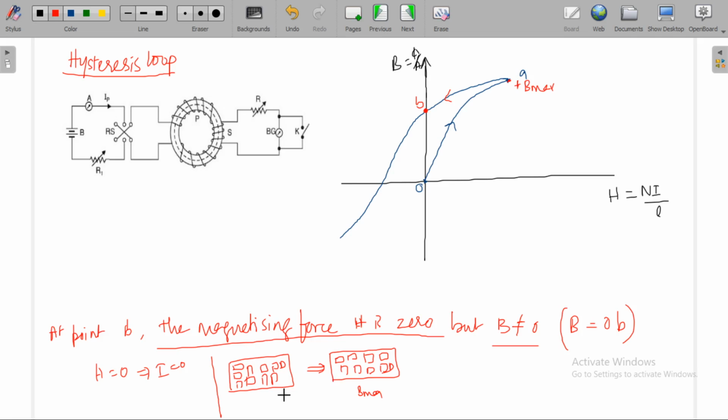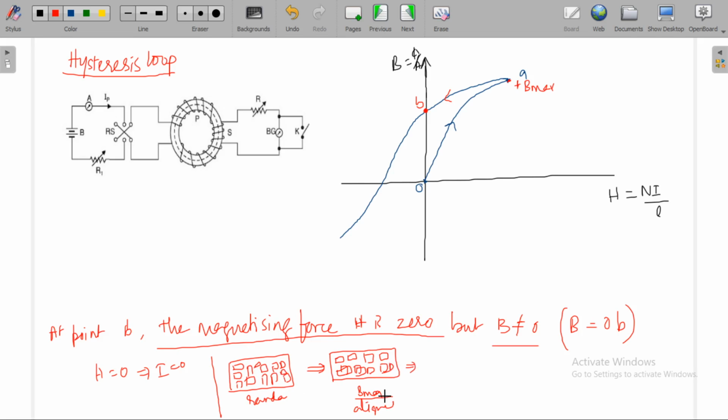Here are randomly distributed domains. Here all domains are aligned themselves in one particular direction. That is, the metal has been magnetized now. This is before the metal has been magnetized: all domains are distributed randomly. After the metal has been magnetized, at B max, all domains get aligned themselves in one particular direction.